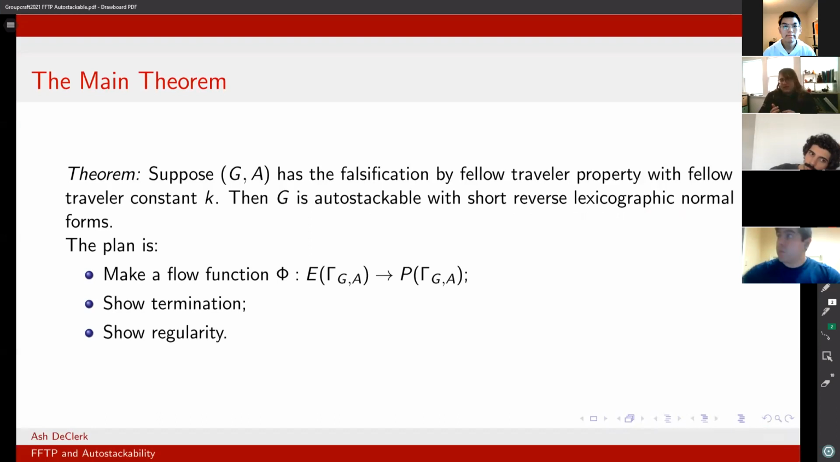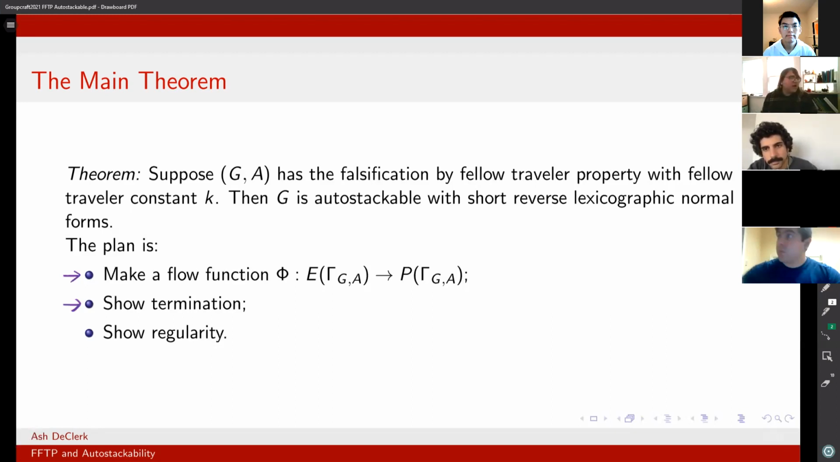I'm not going to give you the full detailed proof because honestly, that's like 5 or 6 pages. So I'm just going to give you an outline of the proof. So we've got 3 basic things going on. First, we need to make a flow function phi. So we need to decide where each of our edges go. Second, we need to show that we get termination.